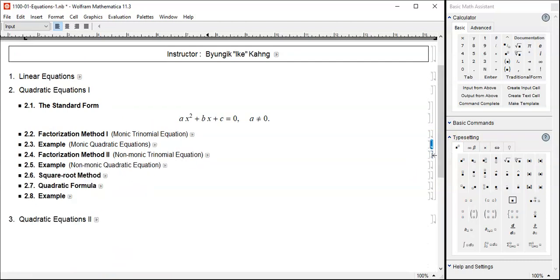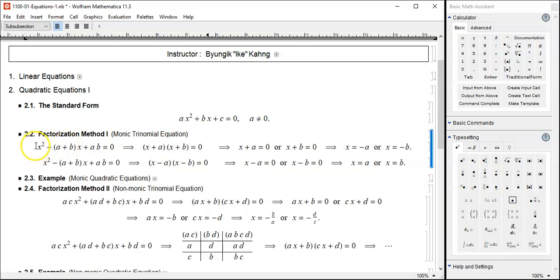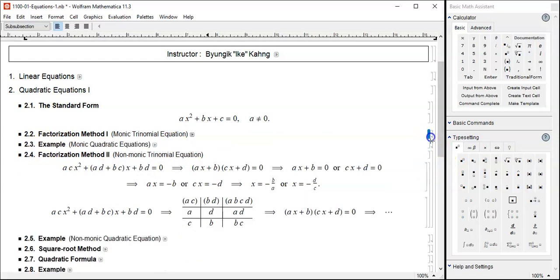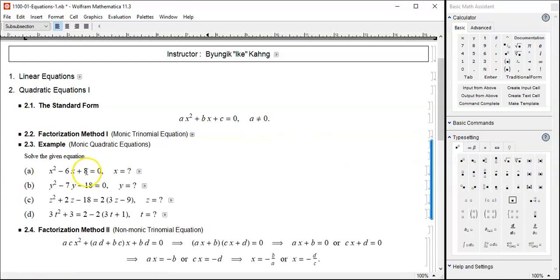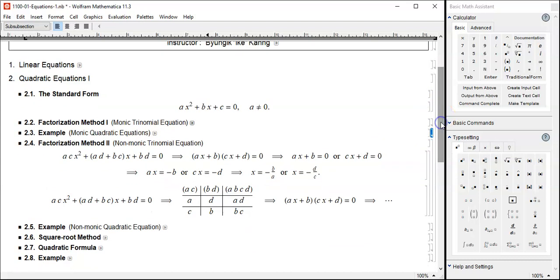Okay, let's go to the second type of factorization method, this time non-monic. Previously, it was monic case only. The leading coefficient was just 1, so you had to look at the constant term, factors of those adding up to the middle coefficient. This time it's a bit different. How do we handle that?